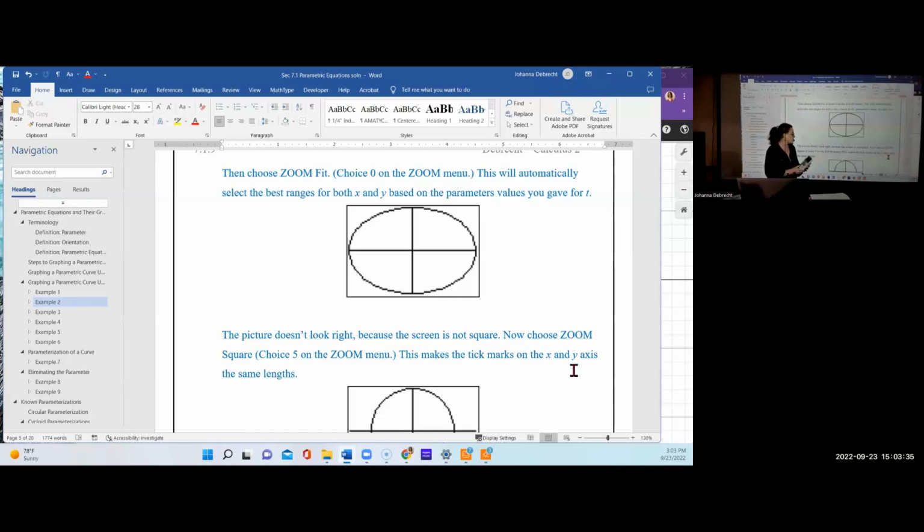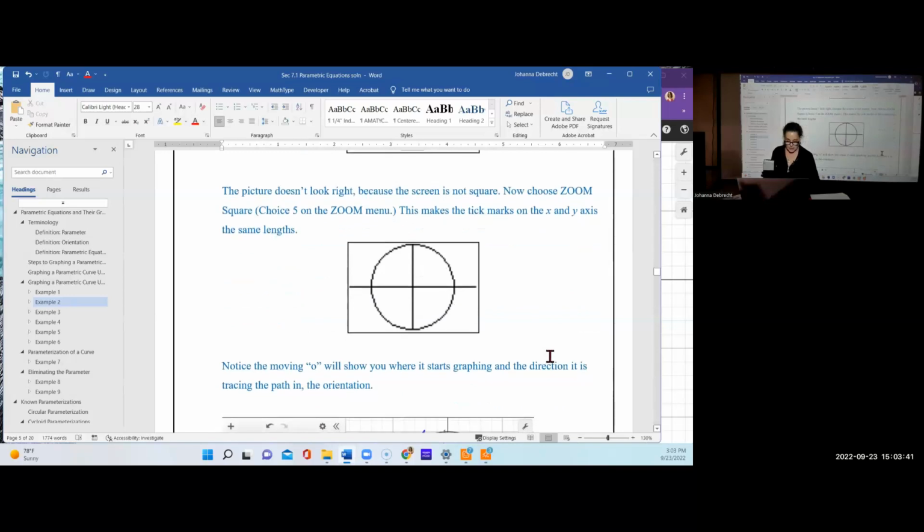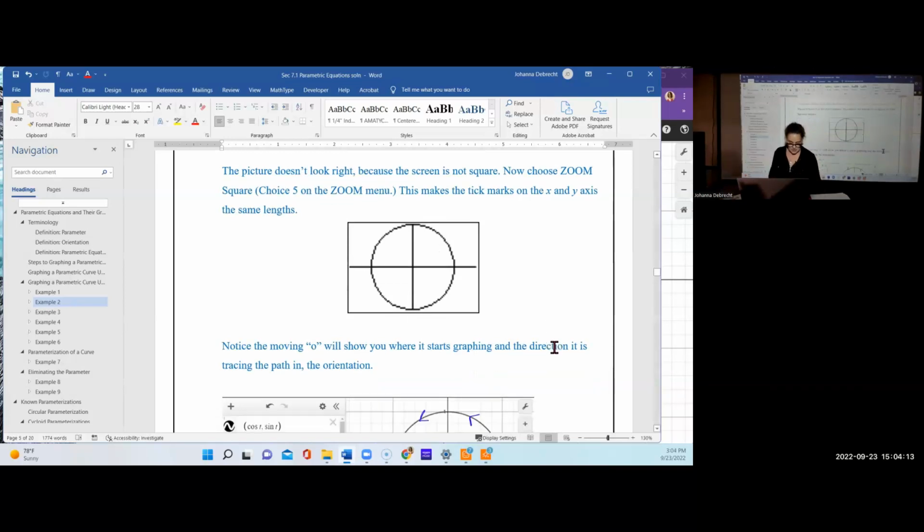So now it's going to produce the full graph, and it's going to give us a pretty good circle, which you'll see right here. And when we do zoom square, it makes the distance on the x-axis and the distance on the y-axis the same, all right? Notice when you do that it does in fact show that little circle moving all the way around the picture. So you don't just get the circle, you actually see the circle moving all the way around and stopping back here. So you get the orientation from the key. Now, if you're not paying attention, you'll have to get it to graph again so you can see it again.